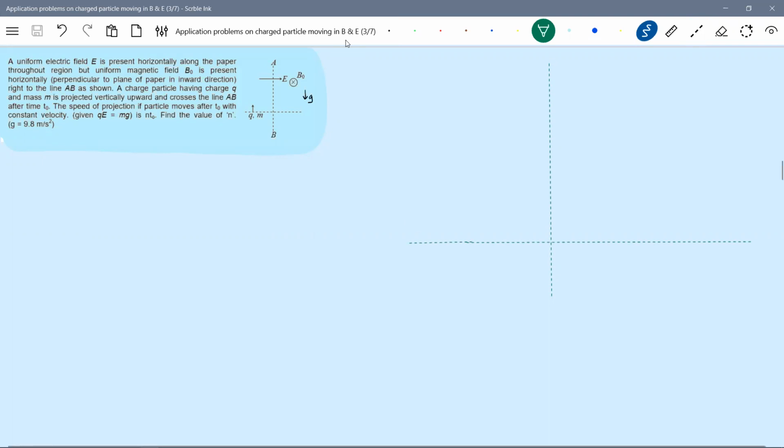Here it is projected. The speed of projection we don't know; that has to be determined. Let me call that U naught. So there's a charge Q and there's a mass. There's an electrostatic field. What do you expect this to be? This should be a parabolic path. It's going to experience an electrostatic force QE, and because of that, it's going to describe a parabolic path.